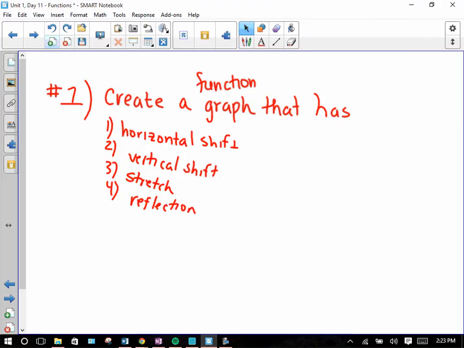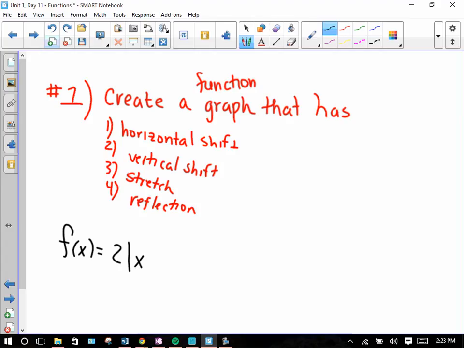Actually, that's going to be number 1 and 2. All you have to do is create a function of your own using one of the parent functions, and you need to also graph it. It has to have 3 of those 4 things. So for instance, I could say f of x is equal to 2 absolute value of x minus 3, plus 4. So there's my function. What you need to do is tell me how it moves, and graph it.